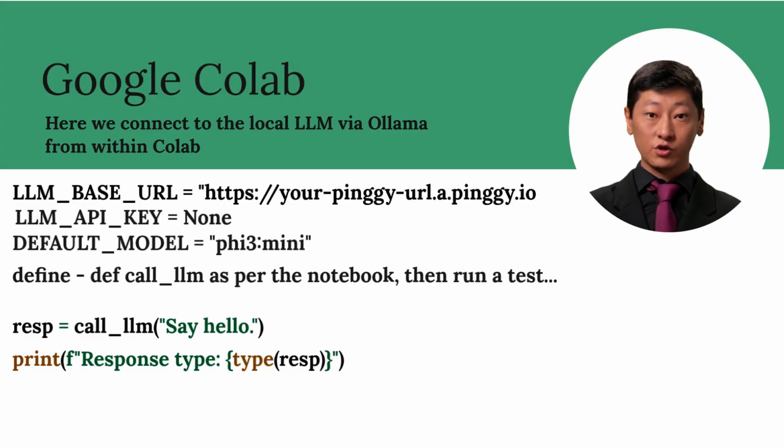Now I'll switch to Google Colab and call Ollama through the tunnel. Import the requests library and set the URL to your Pinggy URL. Define a payload with the model and a prompt. Send a post request to the URL with the payload. This request goes from Colab through Pinggy to your local PC and into Ollama.